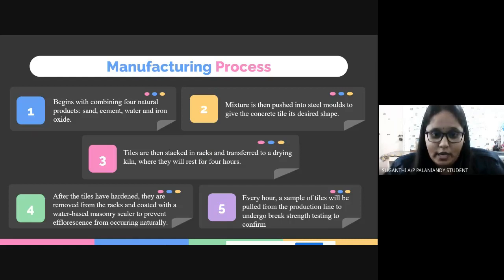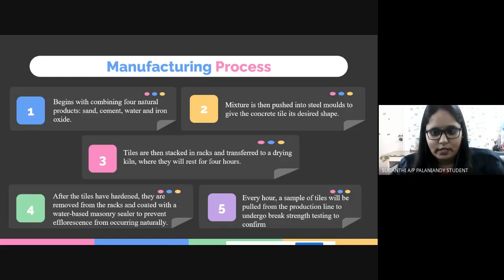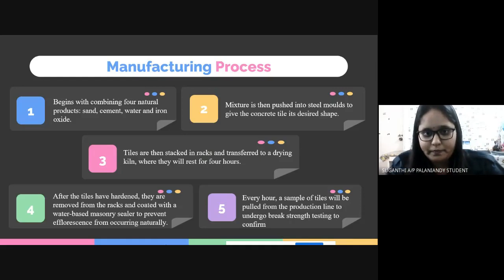After the tiles have hardened, they are removed from the racks and coated with a water-based masonry sealer to prevent efflorescence from occurring naturally. Every hour, a sample of tiles will be pulled from the production line to undergo break strength testing to confirm.